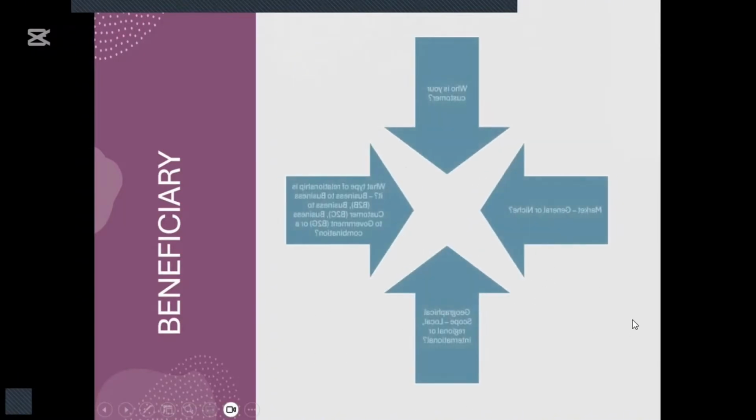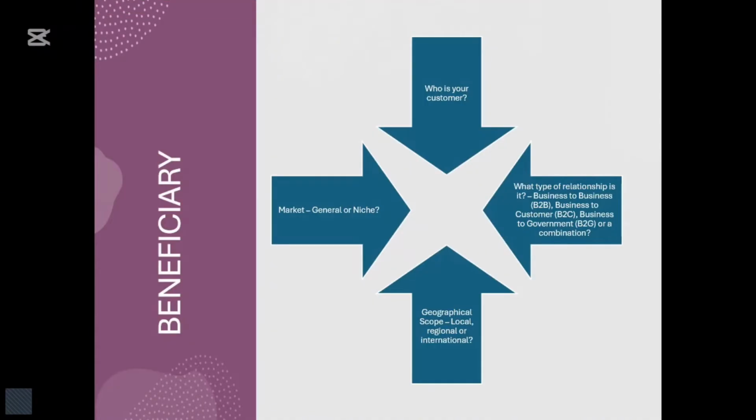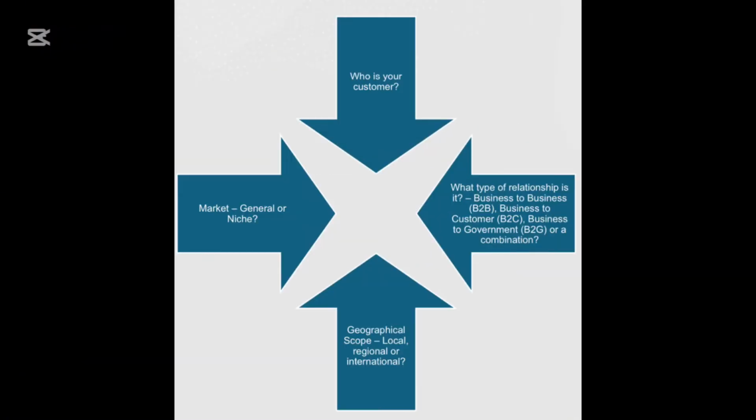As I mentioned before, the second area is your beneficiary. And for the beneficiary, we are looking at exactly who is your customer. Now, this one, many people forget to put in, and they focus more on areas such as business-to-business relationships, business-to-customer relationships, business-to-government. They also pay attention to the geographical scope, whether it's local, regional, or international, and also the market itself, whether it's a general market, meaning catering to everybody, or a niche, which is more focused.